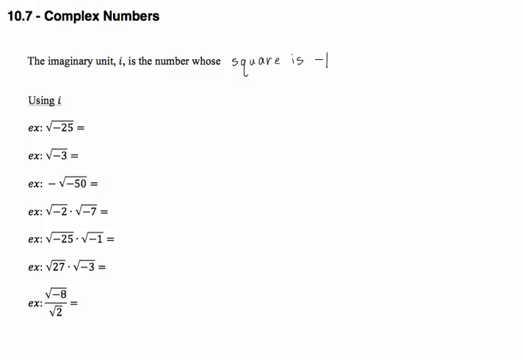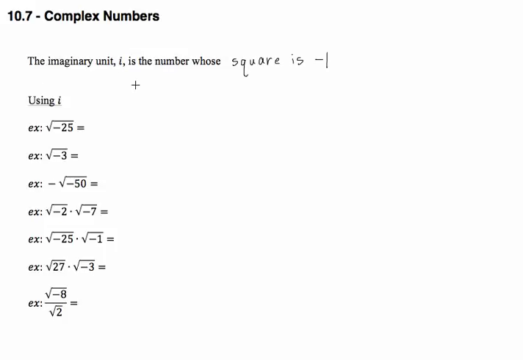Welcome to 10.7. In this section we're going to discuss complex numbers. Complex numbers are related to radicals. Complex numbers are often called imaginary numbers, and there's a technical difference between the two words. Now, just because it's called imaginary does not mean that it doesn't really exist. These are useful in a lot of applied areas.